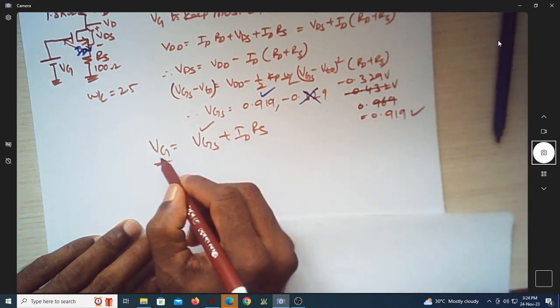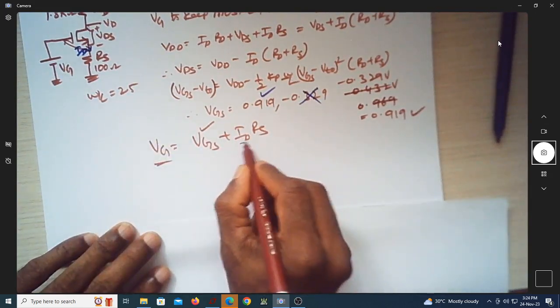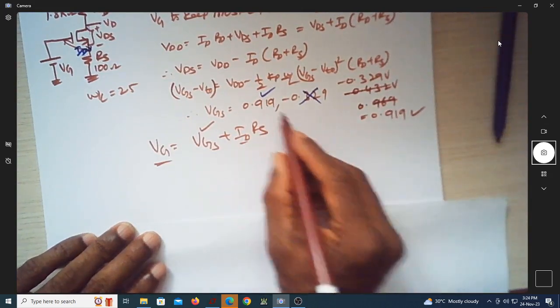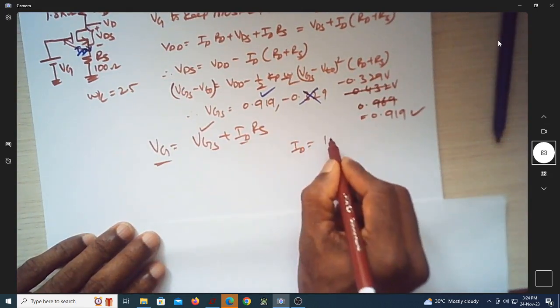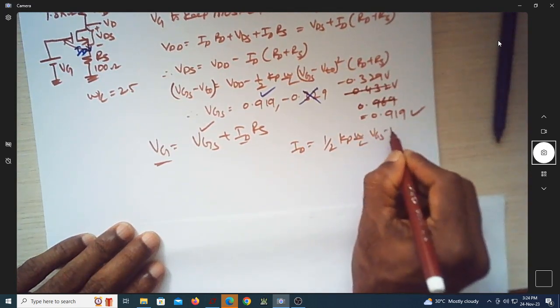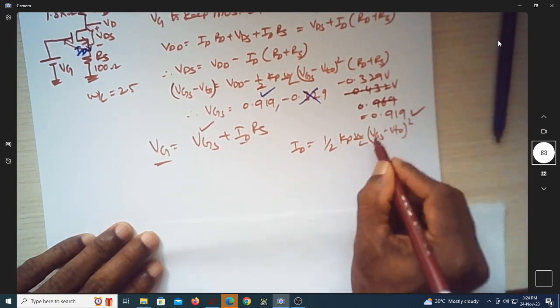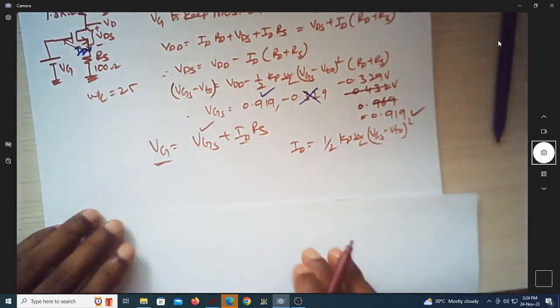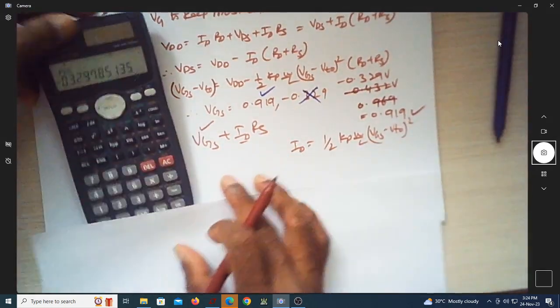I should know what this voltage is, for which I should know what ID is. So what is ID now? ID is equal to half Kp W by L (VGS minus VTO) whole square. This is the value of VGS, 0.919, and let us find what ID is.